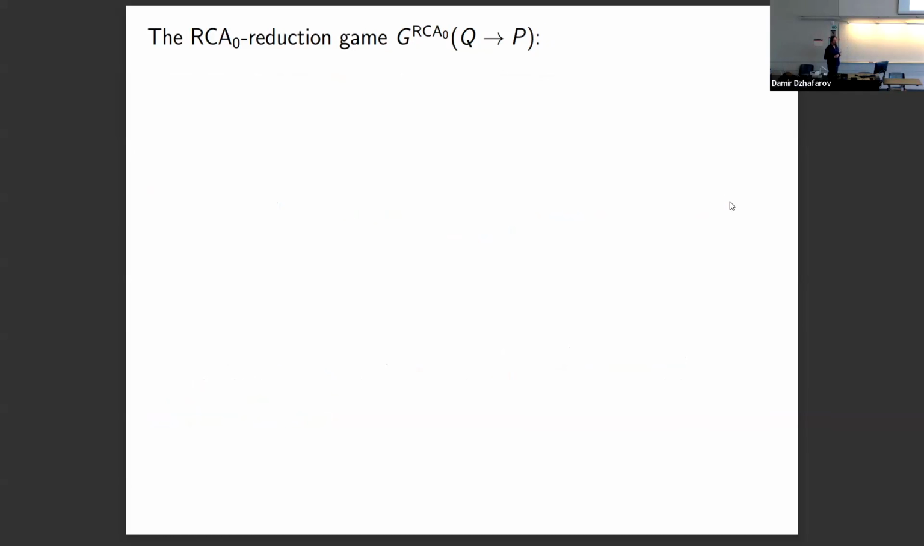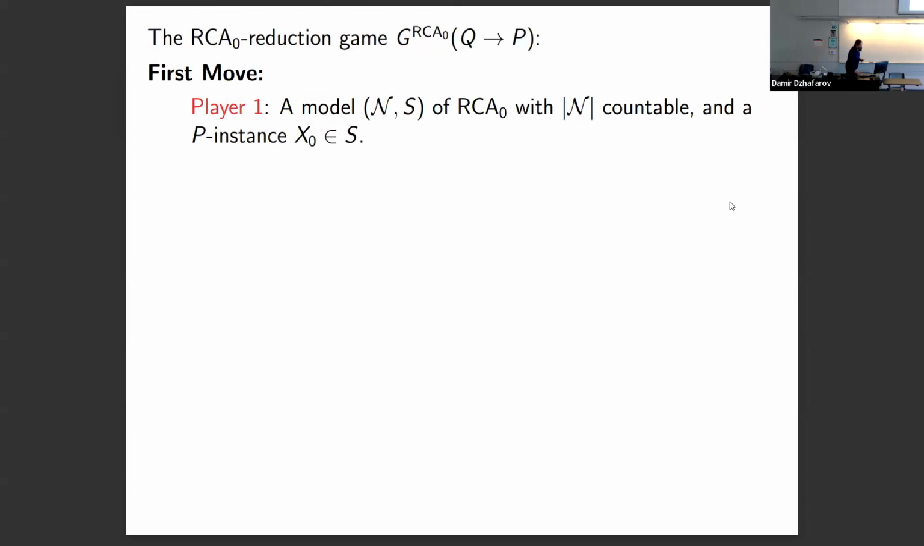So the first thing that needs to happen now, before the game even starts, is we have to figure out the field of play, right? What model are we working in? And of course, because the ability to reduce over different models is exactly what the reduction depends on, it has to be the challenging player that picks this. So player 1, remember that's the challenging player, plays a model of RCA_0. For technical reasons, I want the first order part to be countable. Player 1 plays a model of RCA_0 and an instance inside that model. Now, player 2 still has to play computably, that is Delta^0_1 definably.